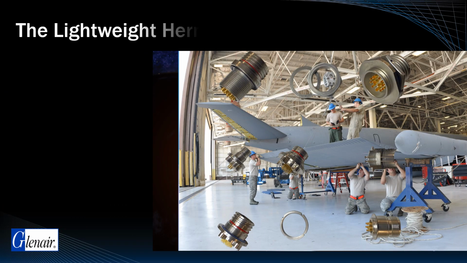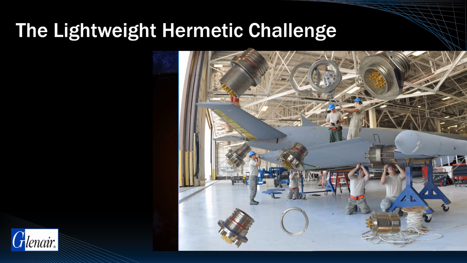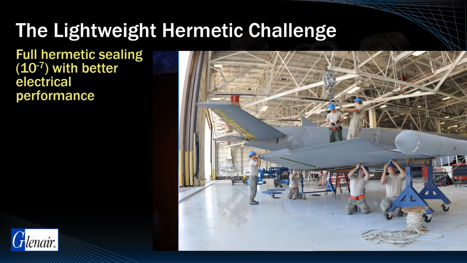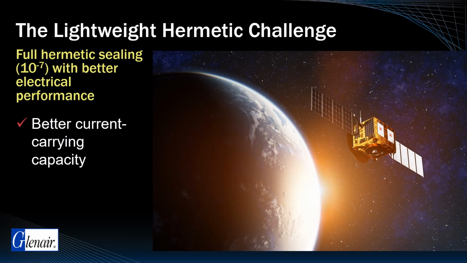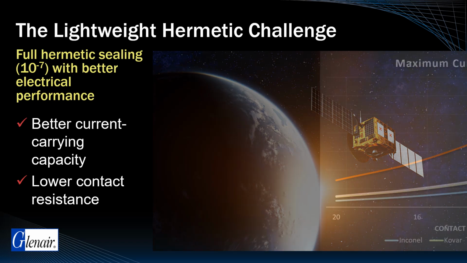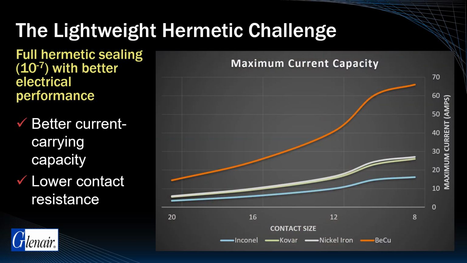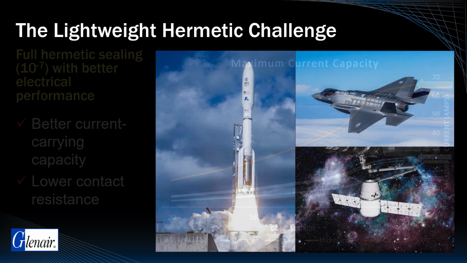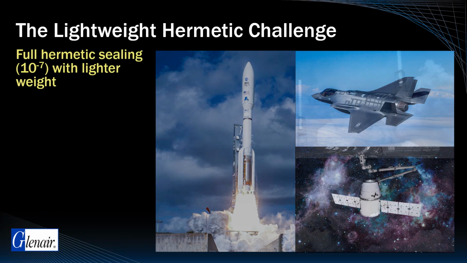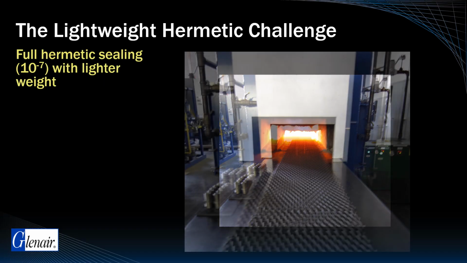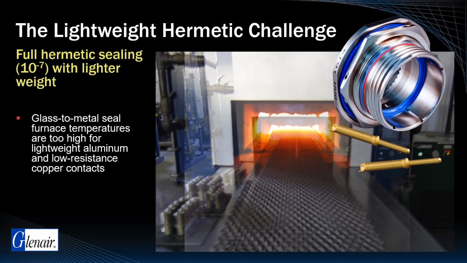The interconnect industry has searched long and hard for an alternative to glass-to-metal hermetic sealing that can still meet the 10 to the -7 helium leak rate standard, but do so with better electrical performance, including better current carrying capacity and lower contact resistance. This graph shows the significant delta in electrical performance between beryllium copper contacts and the Inconel, Kovar, and nickel iron contacts typically used in glass-to-metal seal hermetics. The interest in a lighter weight solution is also significant, particularly for air and space applications. Unfortunately, glass-to-metal seal furnace temperatures are far too extreme for lightweight aluminum shells and low-resistance copper contacts.